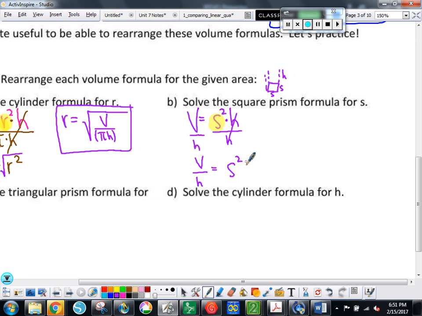Now, you can take the square root of both sides. Just like before, you don't have to worry about any sort of negative option, because you're always going to have a positive. So my side length equals the square root of the volume divided by the height.